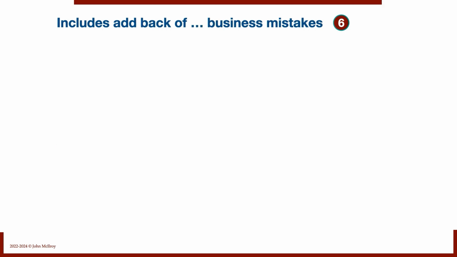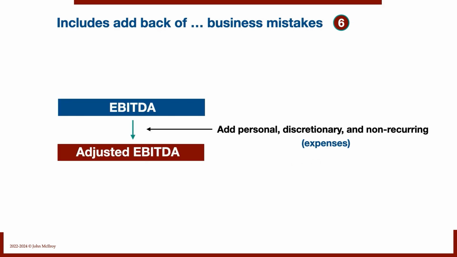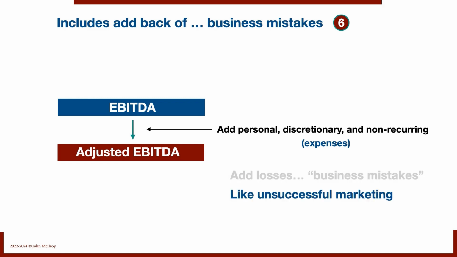Including add backs on all kinds of different business mistakes. When we're adding personal, discretionary, and non-recurring expenses, people like to add losses associated with business mistakes. They have an unsuccessful marketing campaign. They spend $20,000 on it. They say, we won't do it again, therefore we're going to add it back. That's not a legitimate add back. And if it has been included, it needs to be adjusted.